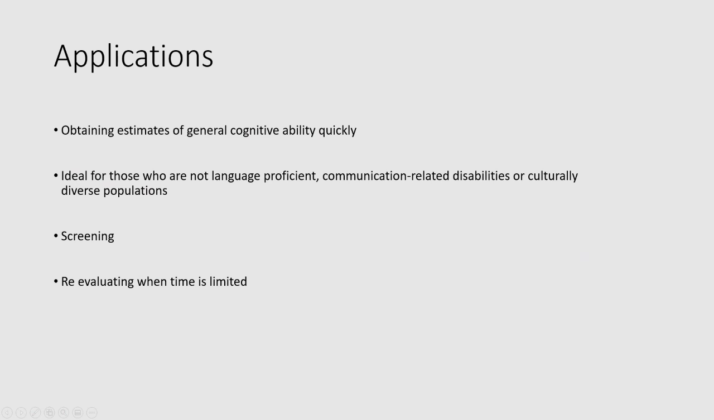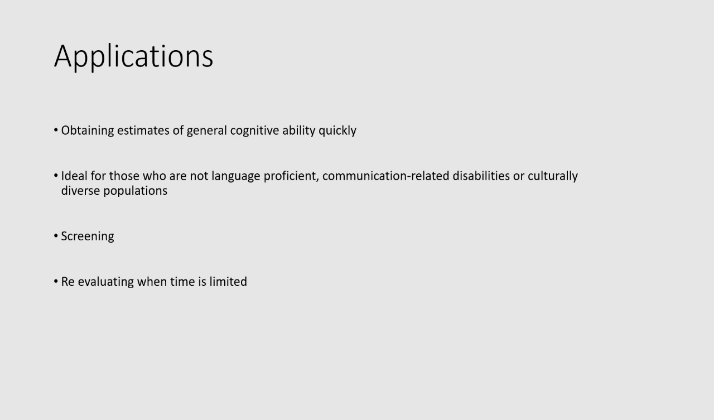Next, I'll go through the applications of the Ravens 2. So the Ravens 2 was designed to quickly and accurately estimate an individual's general cognitive ability. When used properly, the Ravens 2 is a very effective tool for differentiating between individuals whose cognitive ability is in a normal range and certain special populations, for example, individuals who are gifted.